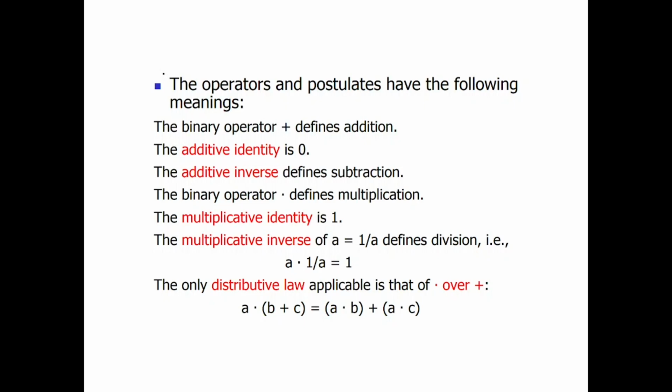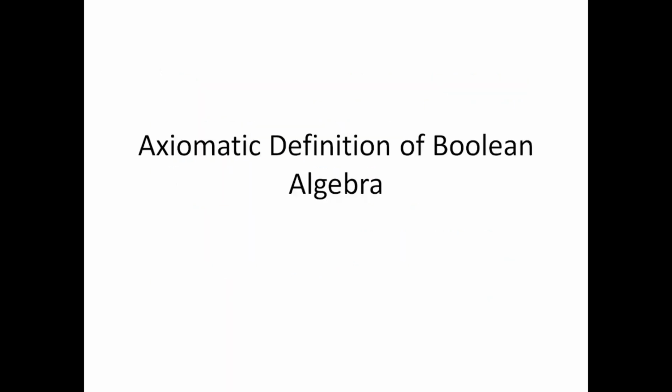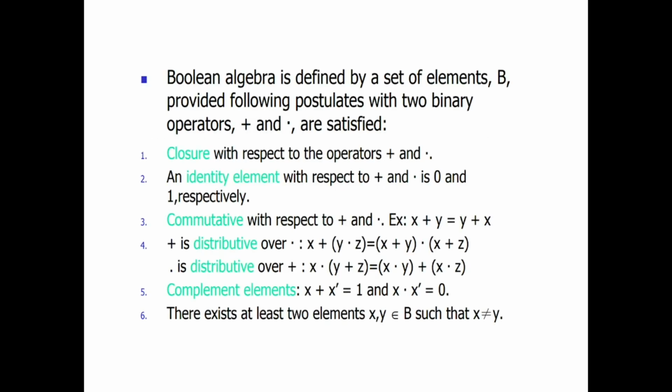The only distributive law applicable is that of dot over plus, that is a dot (b plus c) equal to a dot b plus a dot c. And next is the axiomatic definition of Boolean algebra. Some meaningful definitions of Boolean algebra are here.